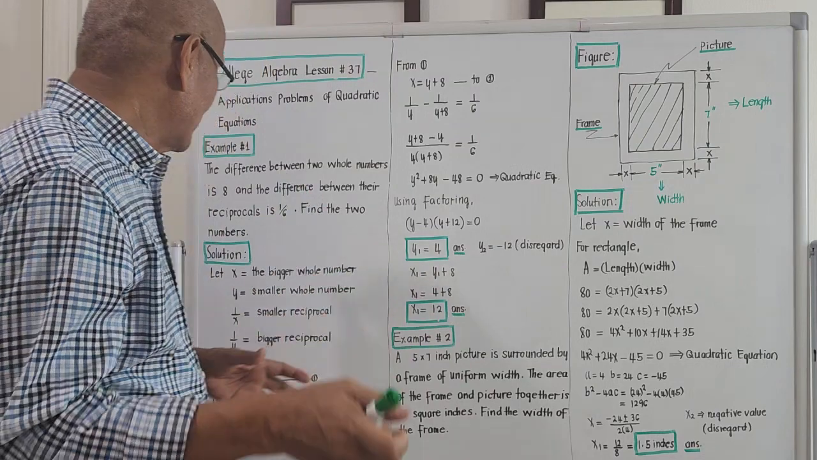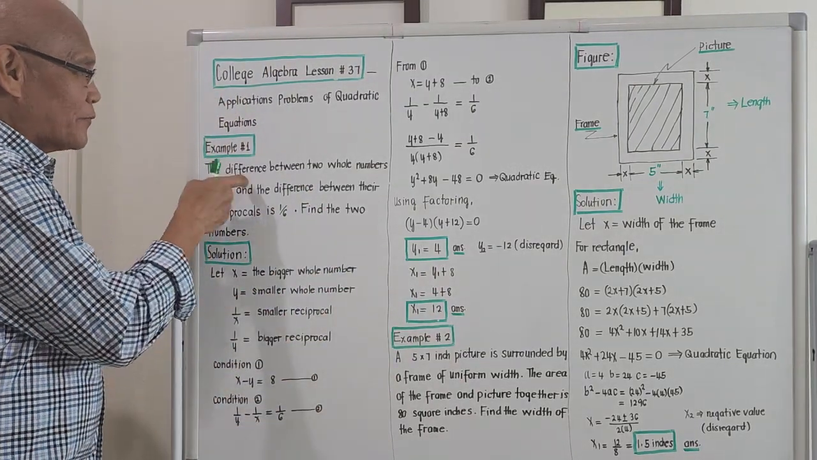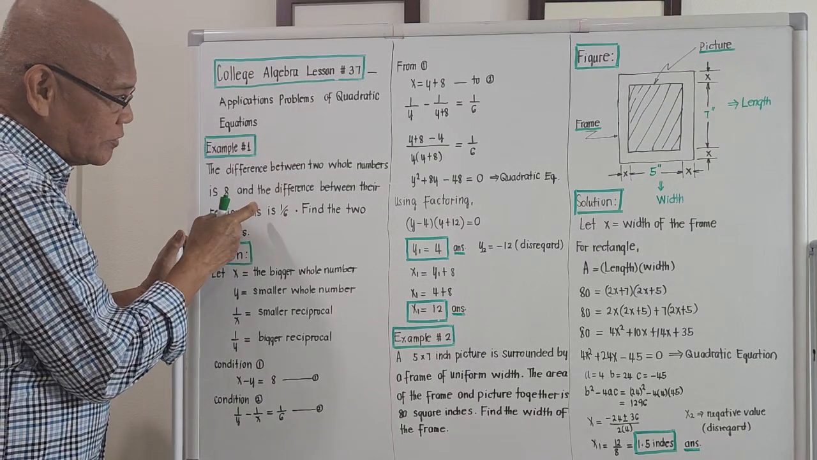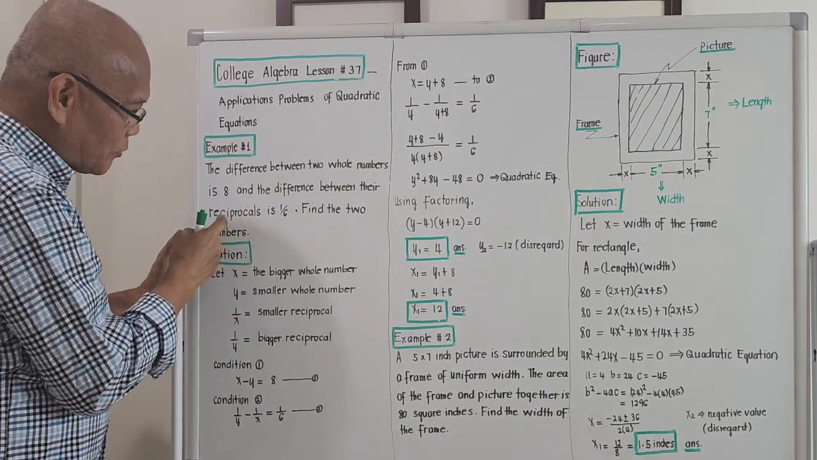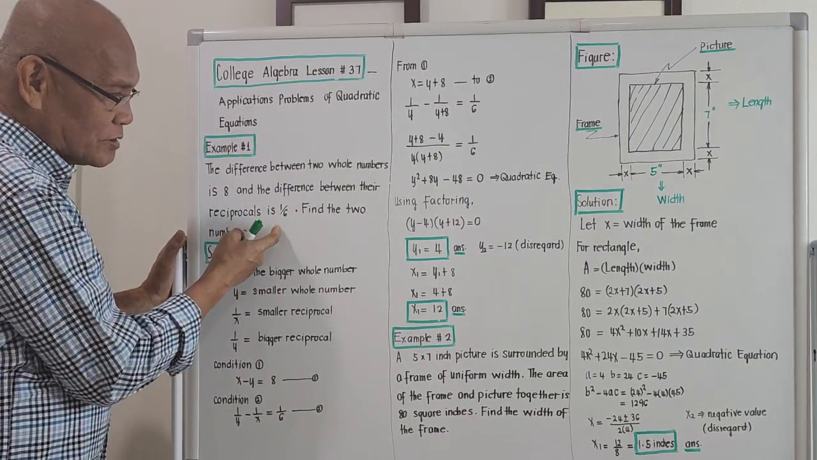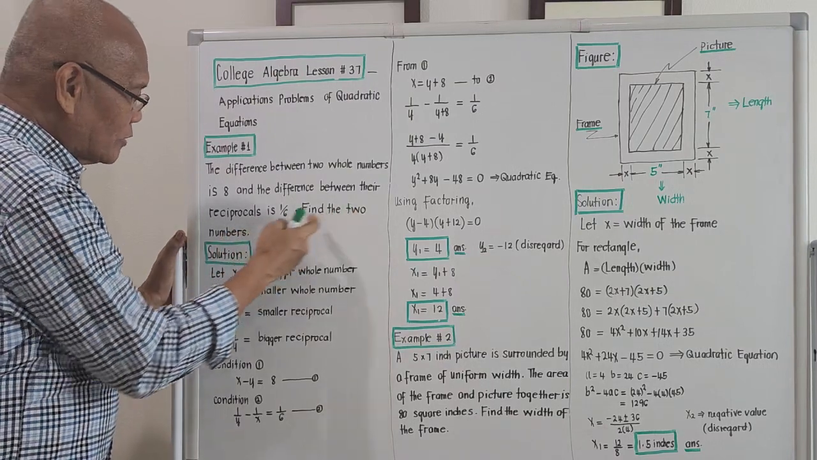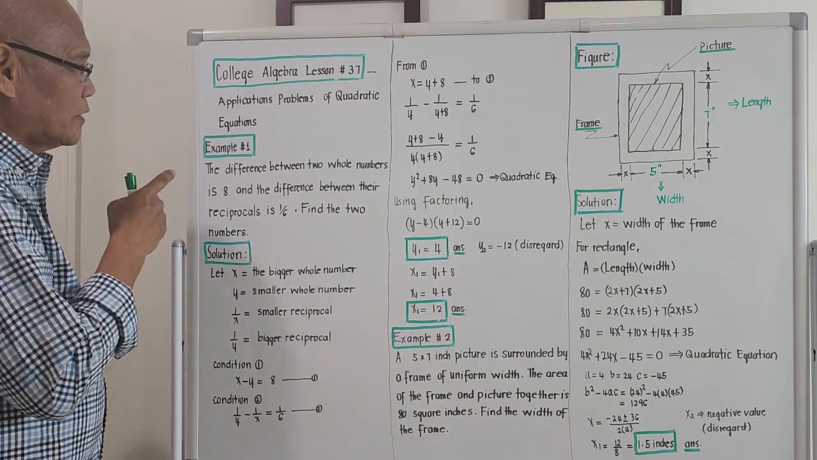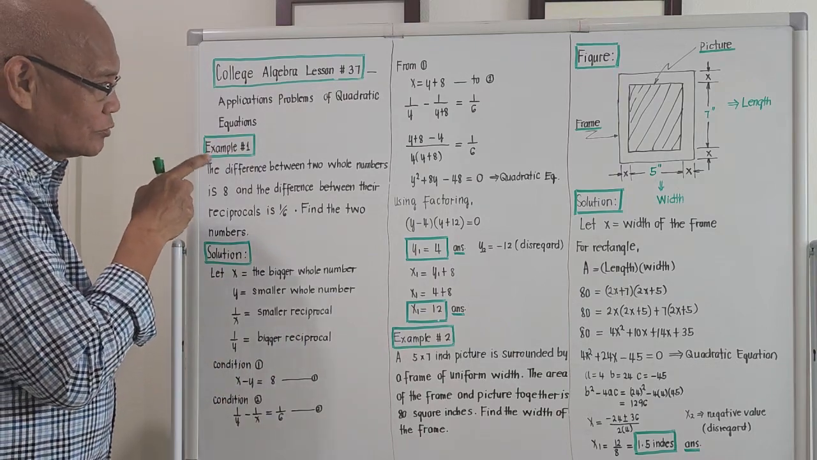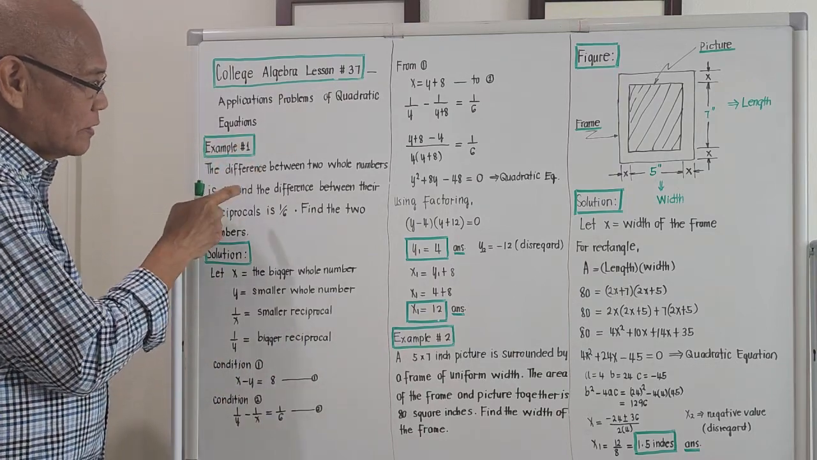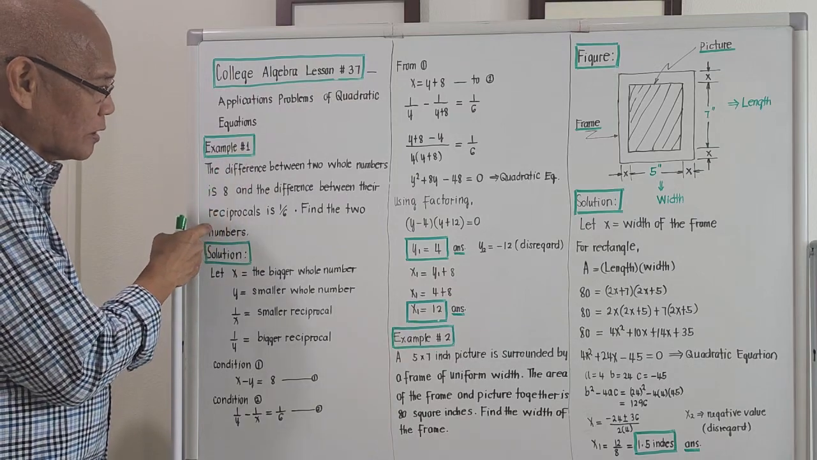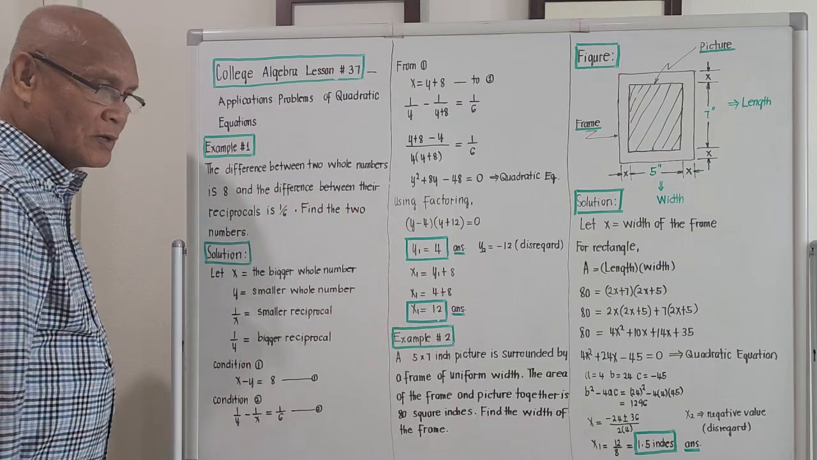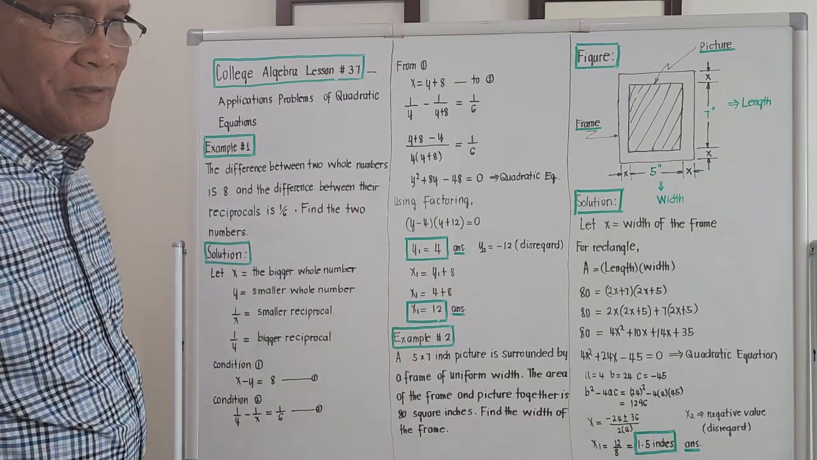Okay, let's proceed. The difference between two whole numbers is 8, and the difference between their reciprocals is 1/6. Find the two numbers. I will repeat it. The difference between the two whole numbers is 8, and the difference between the reciprocals is 1/6. Find the two numbers.